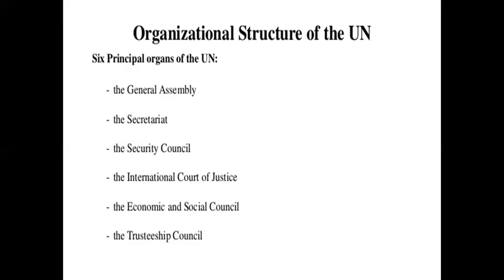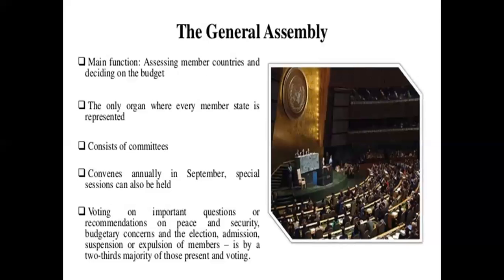If we talk about organizational structure, the UN is made up of many important organs. Each organ works on different aspects of the UN's aims. The six main organs are General Assembly, Secretariat, Security Council, International Court of Justice, Economic and Social Council, and the Trusteeship Council. First of all, General Assembly.